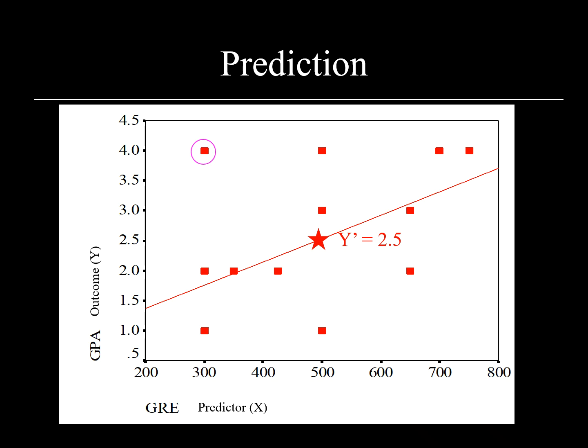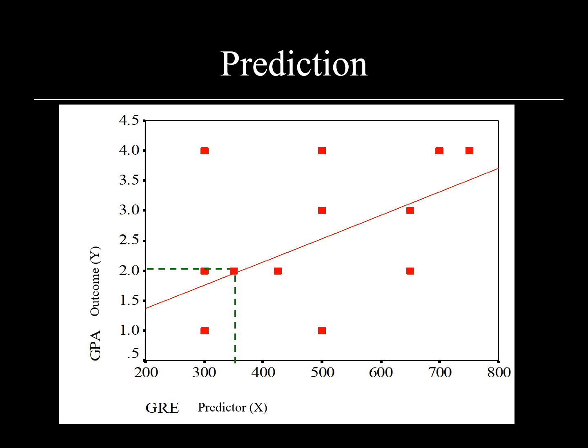Our y prime at 500, and y prime is our predicted score, is 2.5, for instance. So that's what we'd actually predict. Whenever we see y with that little apostrophe after it, that means y prime, and that is our predicted score. So again, if we look at that, we can also see that there are quite a few people that did not score what we'd expect them to score.